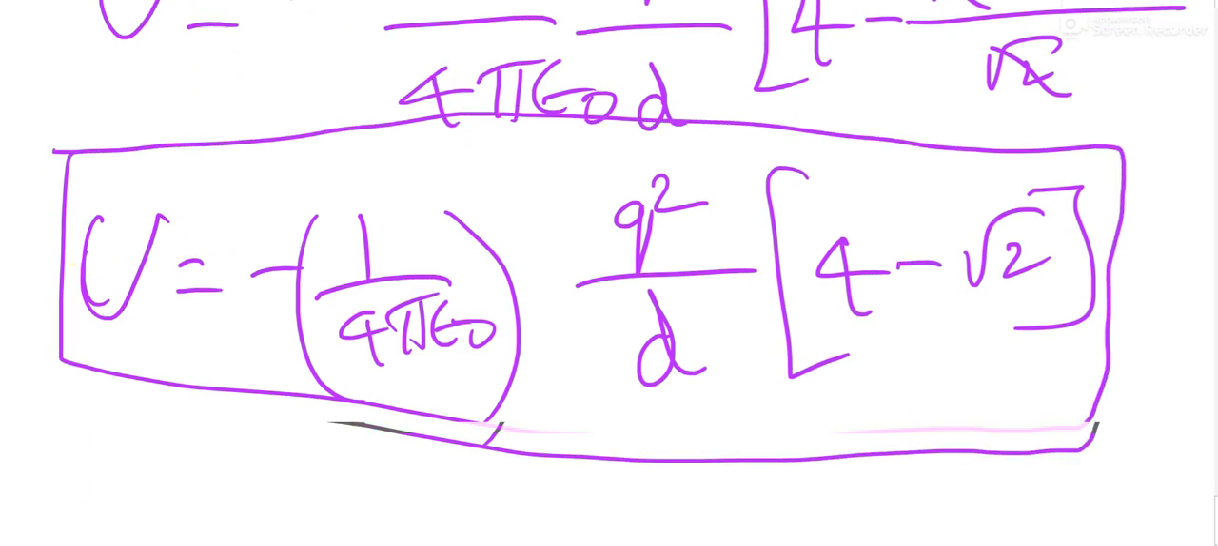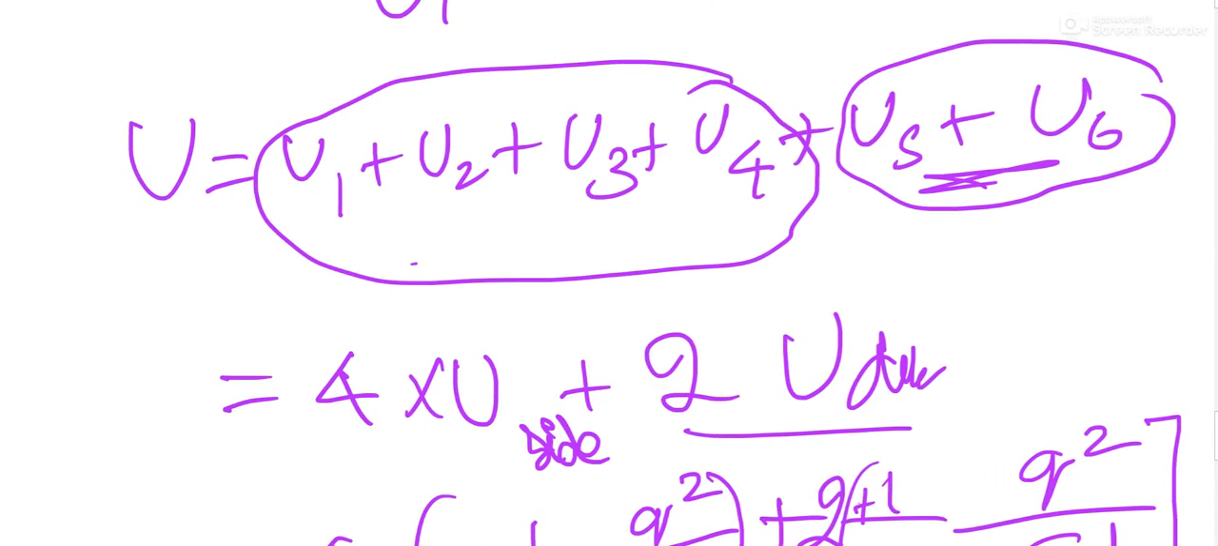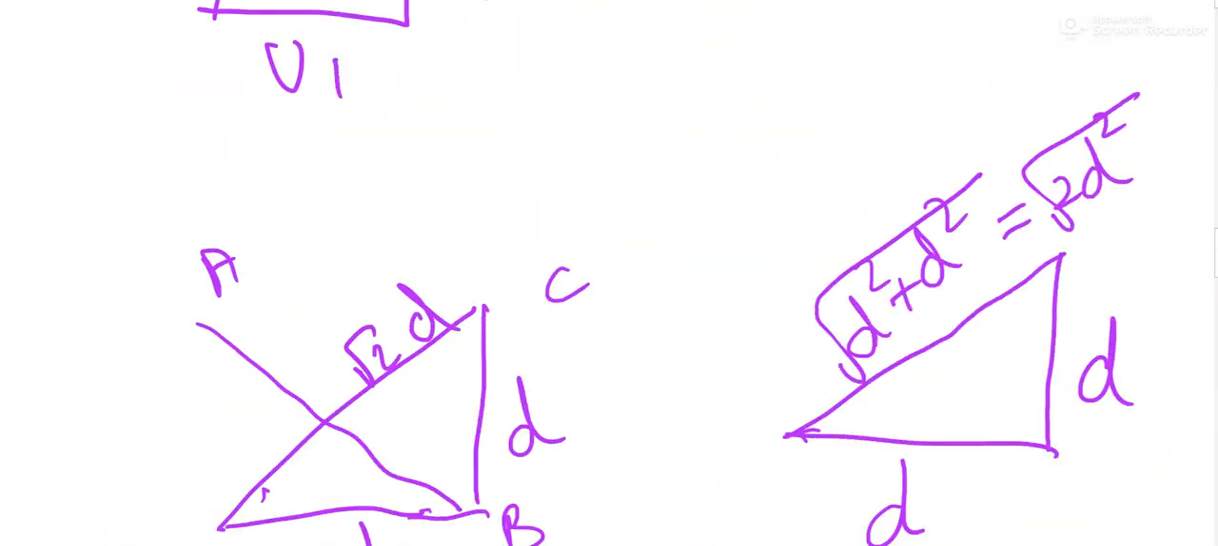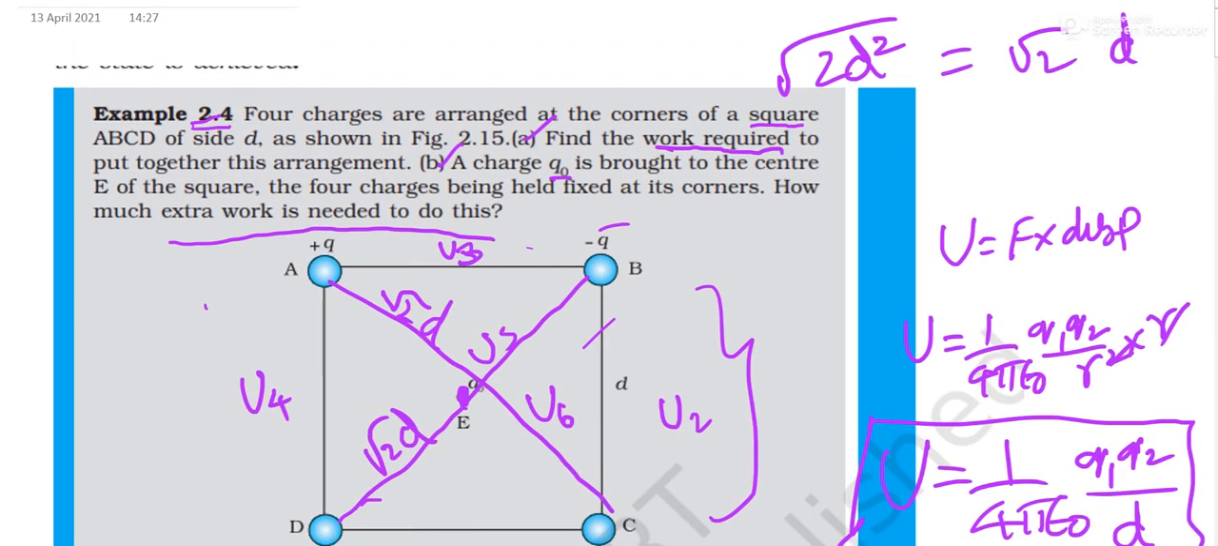Further you can proceed. Root 2 value is 1.4, so 4 minus 1.4, finally we'll get 3.6 times of this value. Like that also you can do. See the question, the first part of the question we completed. The first part: what energy is required to store this kind of system? The energy required is going to be minus q square divided by 4 pi epsilon naught d, into 4 minus root 2, like this.